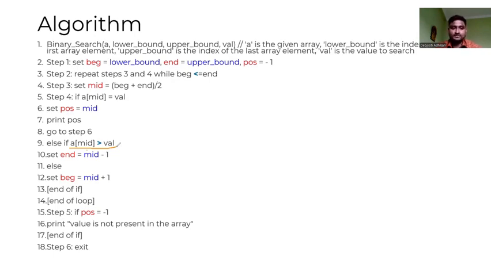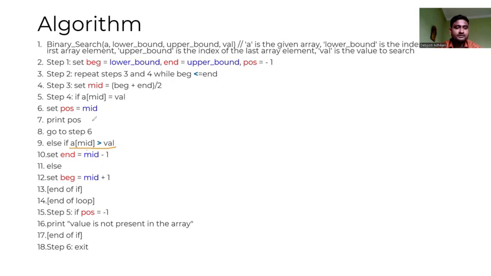End equal to mid - 1. It means our targeted value is present inside the left subarray. Else, if less than, then beginning equal to mid + 1. It means our target value is present in the right subarray.